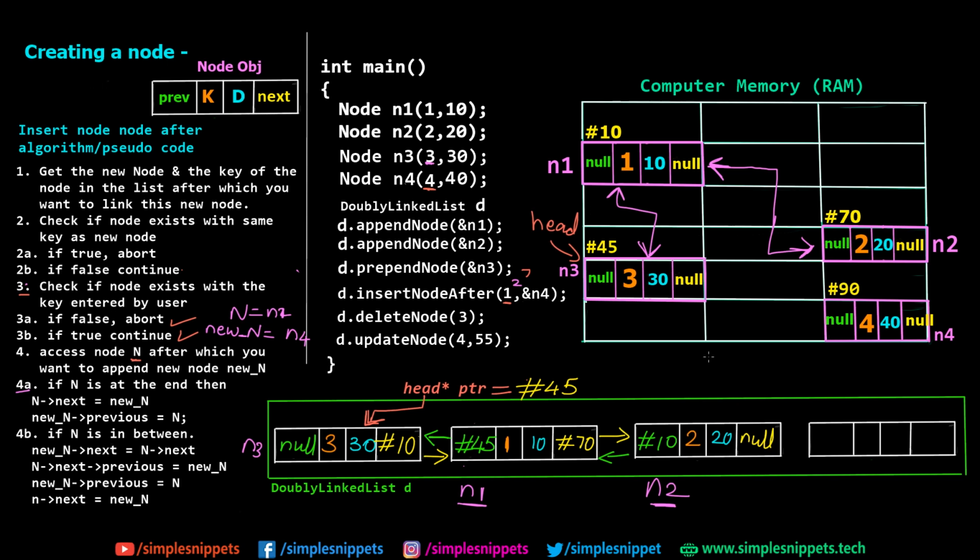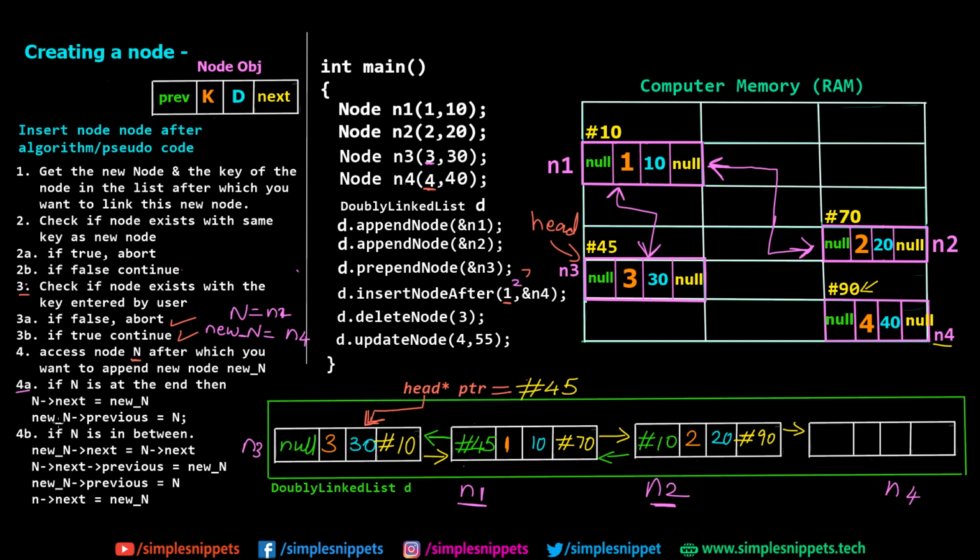So what I would do is I would just say n2 of next, that is the next pointer of n2, to store the address of n4. We know the address of n4 is hash 90 over here. You can see in the memory. So I'm just going to say hash 90. Let's assume this was n4, and then this linking would happen, right?